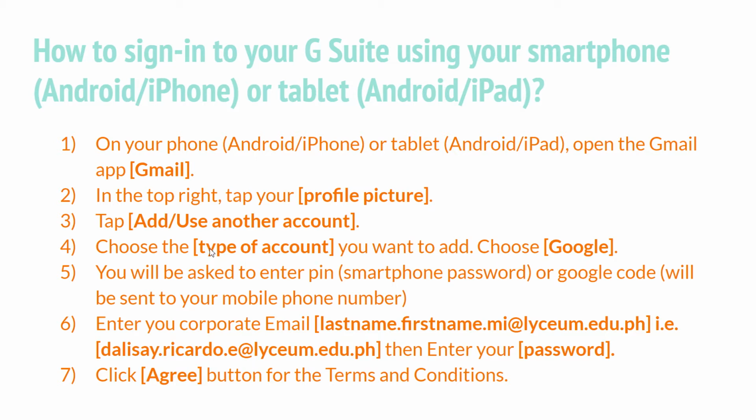Choose Google. And then you will be able to enter a PIN or Google code to be sent to your mobile phone. So you have to enter your PIN code or your code coming from Google. And the next is to enter your corporate email, which is formatted as last name, that first name, that middle initial at lyceum.edu.ph. For example, dalisai.ricardo.e@lyceum.edu.ph. And then you enter your password. Next, you're going to click the agree button for the terms and conditions.